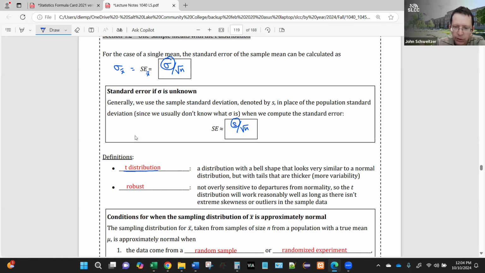So it's a bell-shaped curve, and the process will be pretty similar to working with the normal distribution. Okay, all right.